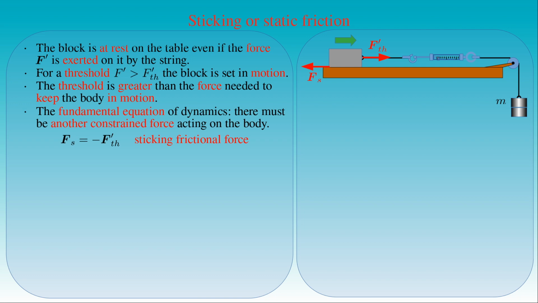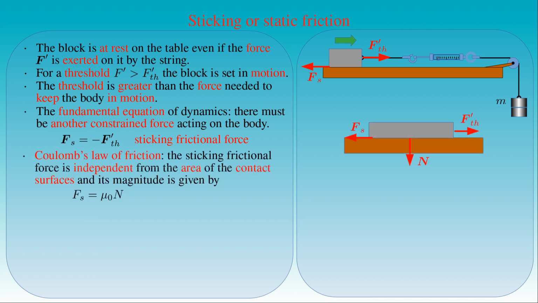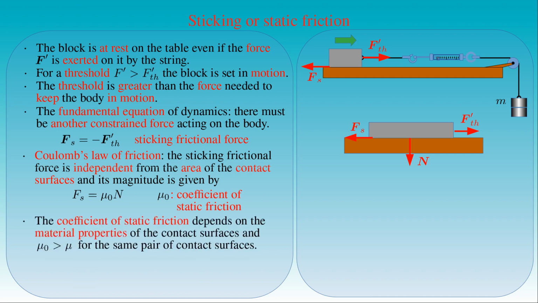Static friction can also be described by Coulomb's law of friction, stating the following. The sticking frictional force is independent from the area of the contact surfaces and directly proportional to the normal force applied on the body, where the proportionality constant mu0 is called the coefficient of static friction. This coefficient depends on the material properties of the contact surfaces, and is always greater than the coefficient of sliding friction for the same pair of materials.